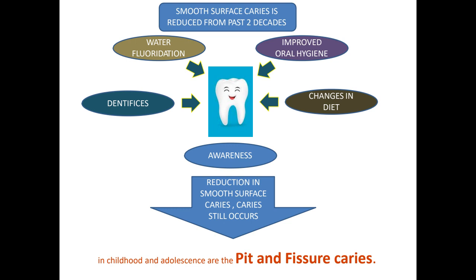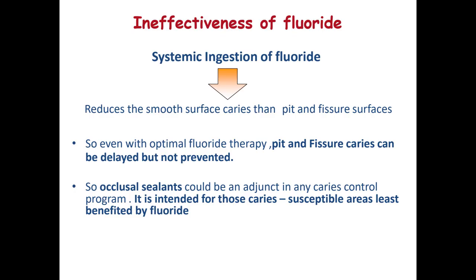To understand that, if there is a systemic ingestion of fluoride, it reduces smooth surface caries more when compared to pit and fissure surfaces. So, even with optimal fluoride therapy, the topical application or anything, the pit and fissure caries can be delayed, but it can't be prevented. We can delay the occurrence of pit and fissure caries, but it can't be prevented completely.